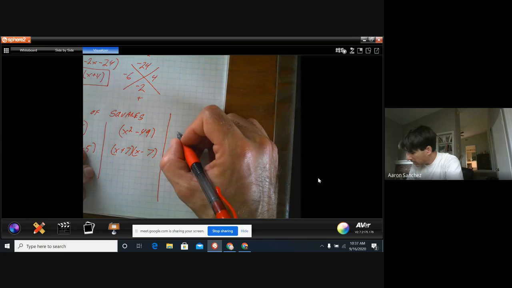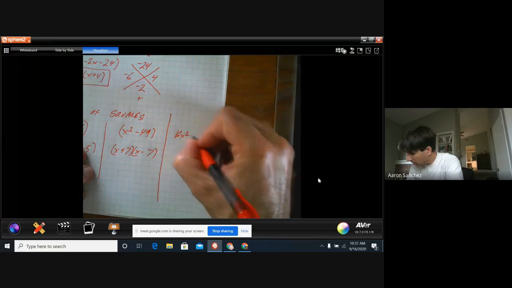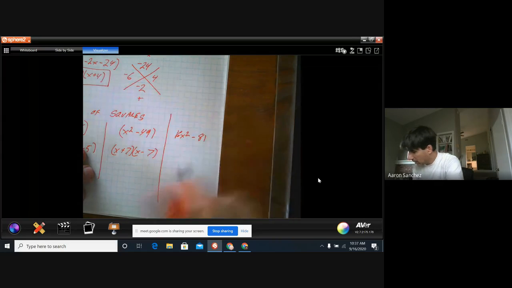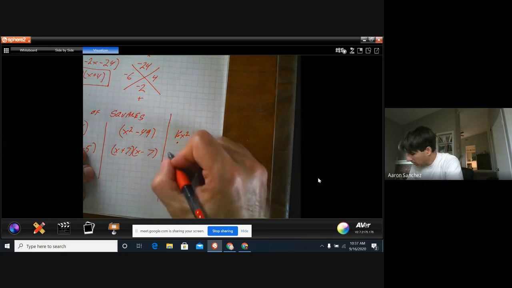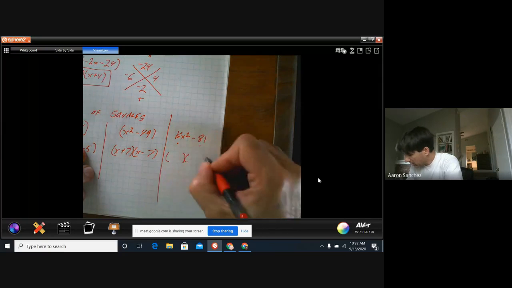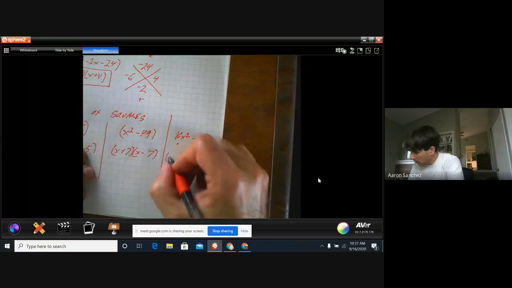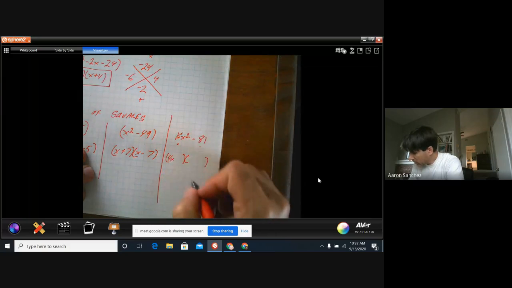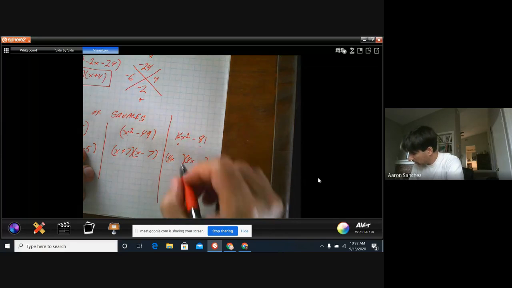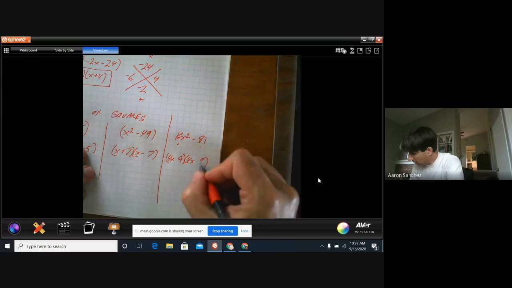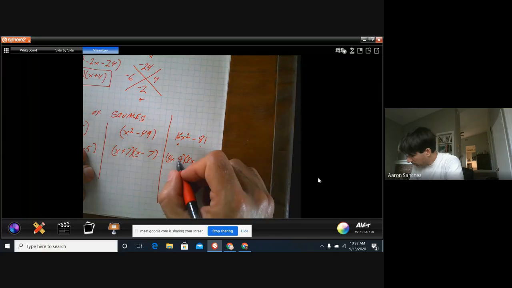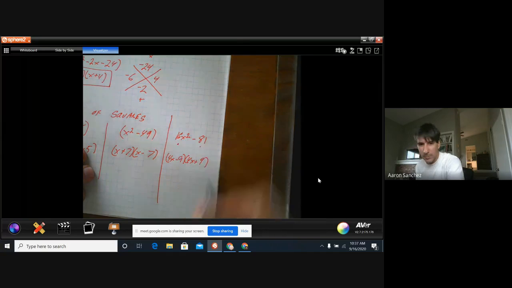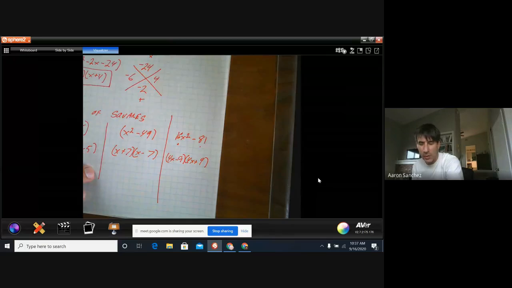Let's do 16x squared minus 81. This is a perfect square, 16x squared. This is a perfect square, 81. Difference of squares is going to look like this. What's the square root of 16x squared? 4x. What's the square root of 81? 9. Answer: 4x plus 9, 4x minus 9. It doesn't matter if you put the plus or minus first, but that's how you do the difference of squares.